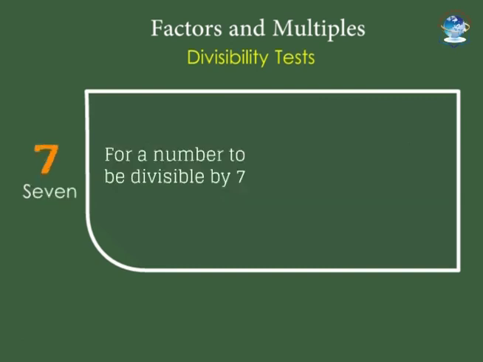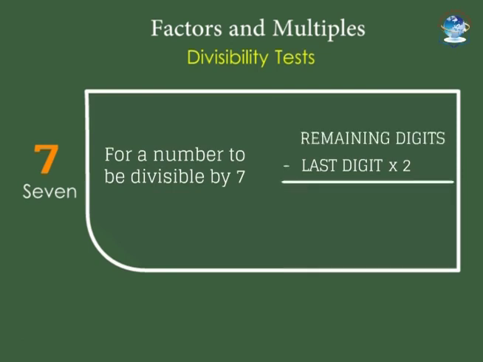For the number 7, we take the last digit and double it. Then we subtract the result from the remaining digits. If the result is 0 or a number that is divisible by 7, then the number passes the test.